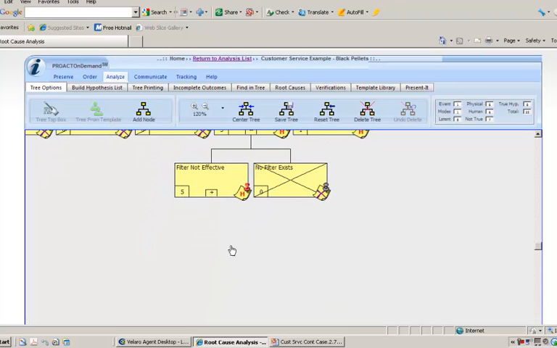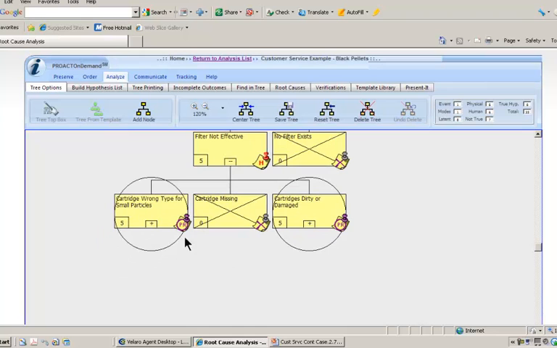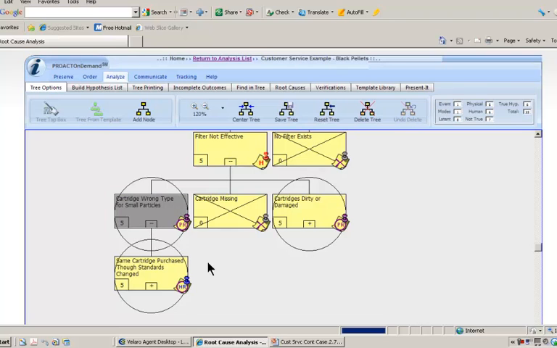How could the filter not be effective? The cartridge was the wrong type for the small particles that it needed to filter. The cartridge was missing in the filter, and or the cartridges were dirty and or damaged. In this case, the cartridge was not missing, it was there, but it was not the right type for the particles that it needed to filter. So how could we have put in the wrong type of cartridge? The same cartridge was purchased, though the standards had changed for the process. So why did the same cartridge exist even though our standards changed?